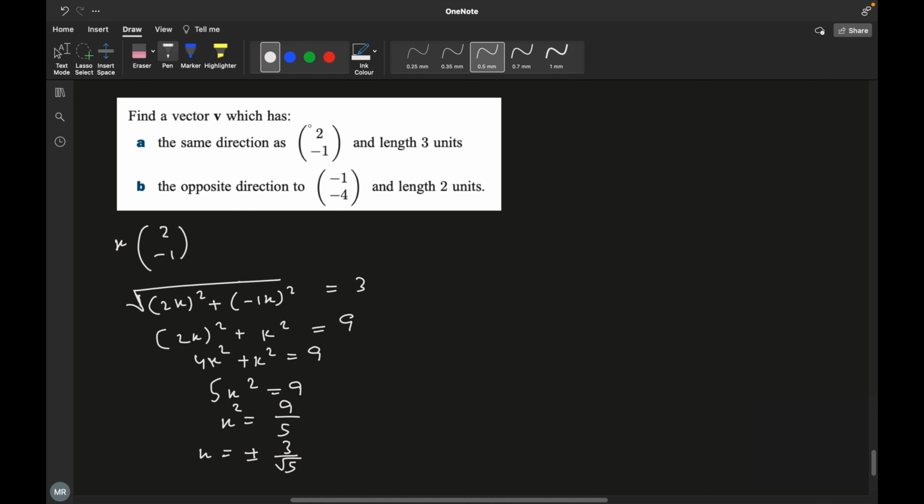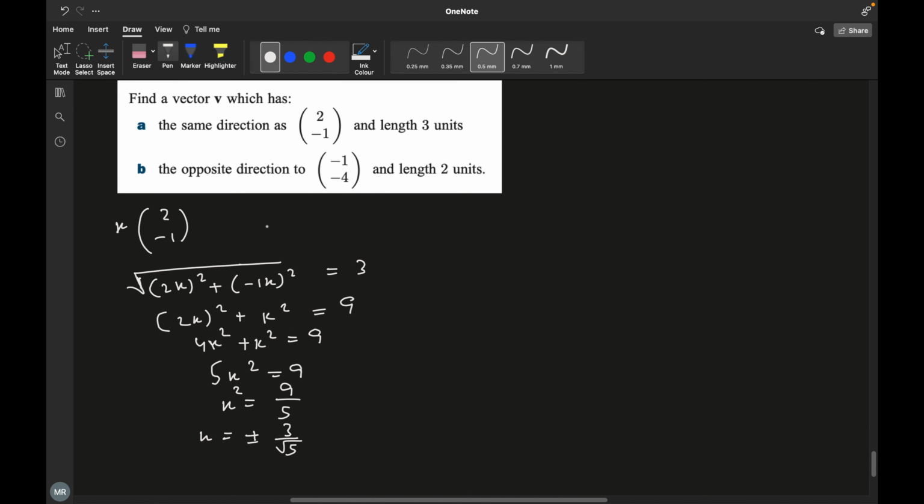So we have to find the vector v, right? And therefore it's going to be 3 by root 5 multiplied by (2, minus 1). We can't write k as negative 3 by root 5 because that means it's going to go in the opposite direction. So therefore we have to reject the possibility of negative 3 by root 5. Therefore, this is our final answer.